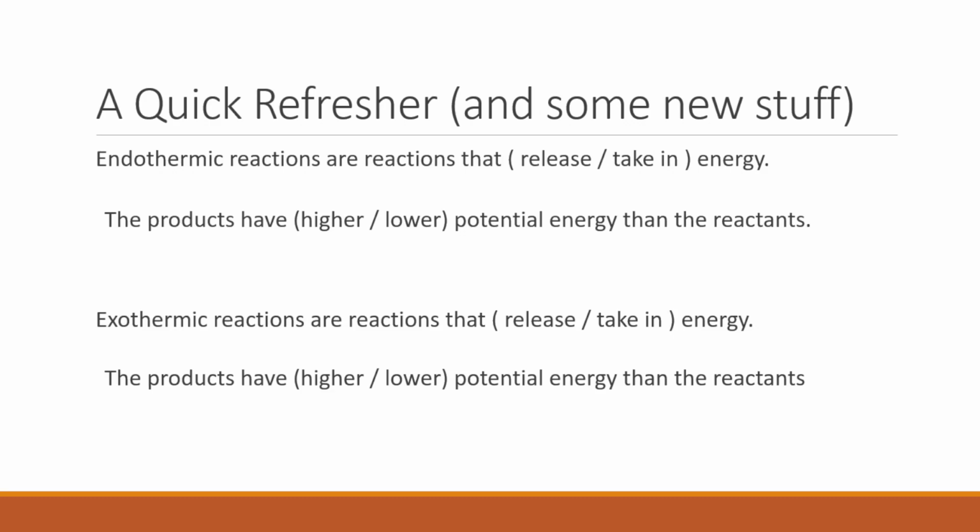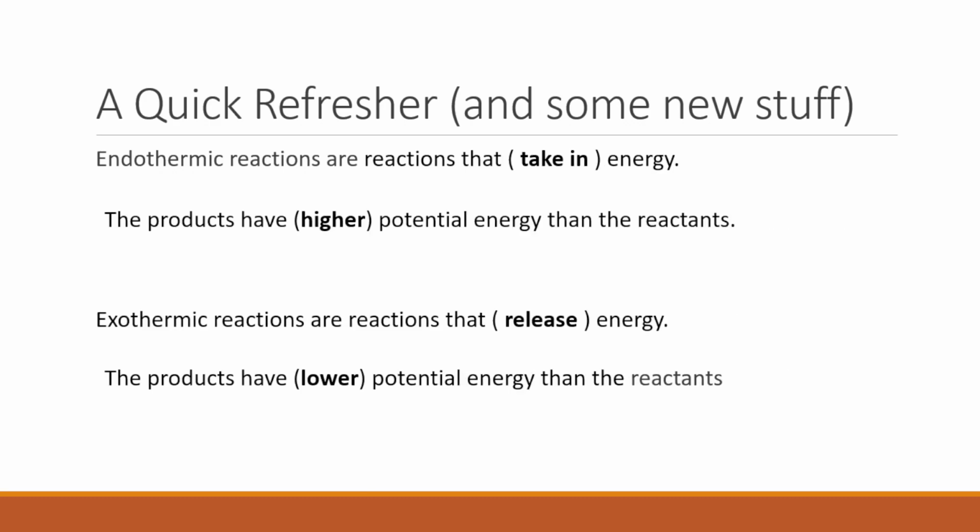The correct way to fill in these blanks looks a little something like this. Endothermic reactions are reactions that take in energy. We talked about that way back in Unit 2 when we looked at our heating and cooling curves. Endothermic is when energy enters. So they take in, they absorb energy. This means that the products, the things that we make, the things on the right side of the arrow, are going to have higher potential energy than the reactants, right? We're absorbing energy, we're storing energy.